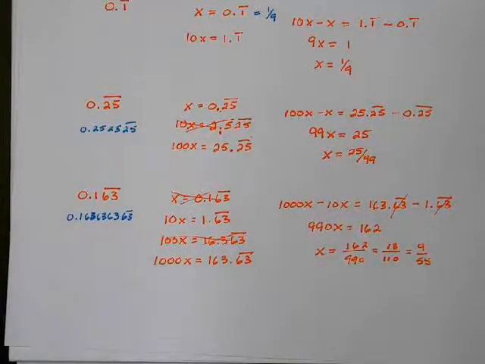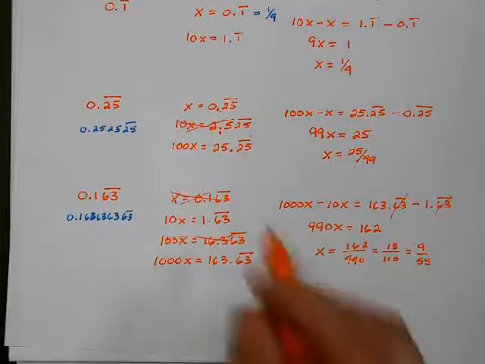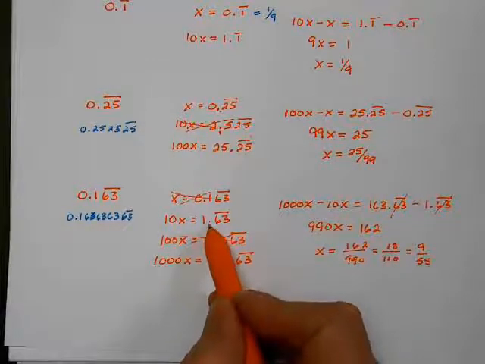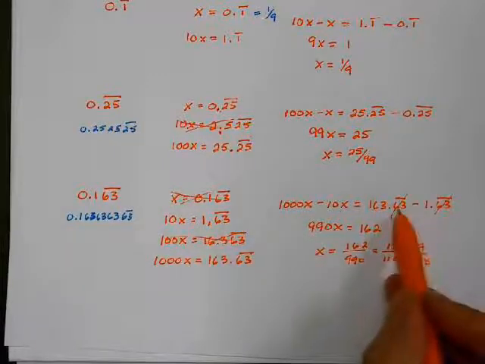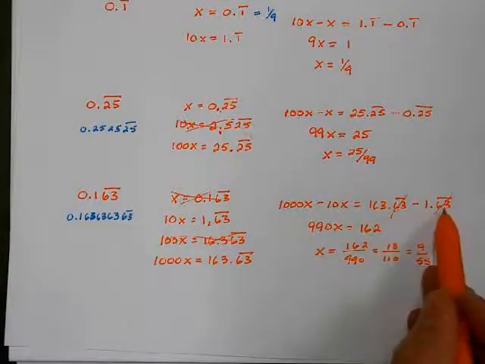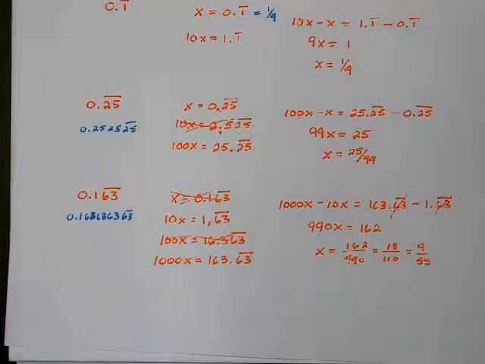So remember, you have to get the repeating portion right up against the decimal right here so that when you go over here, you can cancel out the repeating portions. Okay, next page.